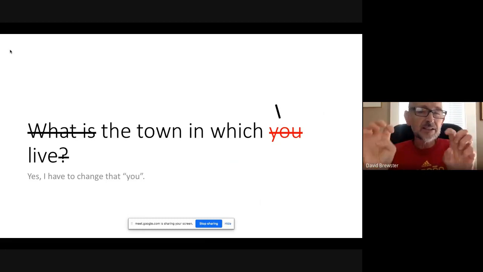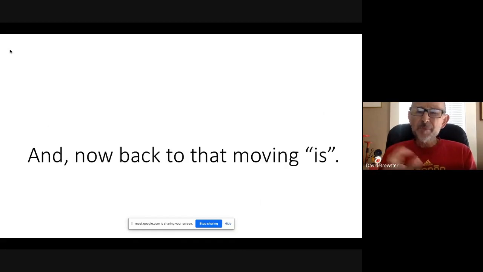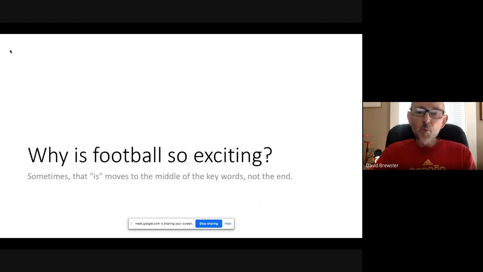So it's not always exactly the words. Sometimes we have to change words a little bit here or there. So we come up with an answer like, the town in which I live is Longmeadow. So again, we took most of the words from the question, turned them around, but we did have to change a word there. And so now let's go back to that moving "is." That "is" that we moved from the very beginning of the sentence to the end of the sentence when we were doing our first examples. So why is football so exciting? So sometimes that "is" doesn't move to the end, it kind of moves in the middle somewhere.